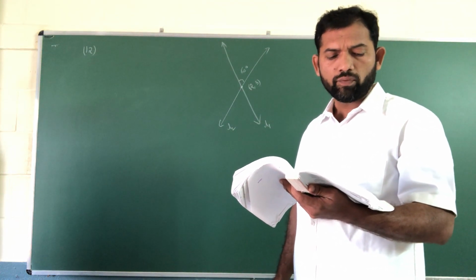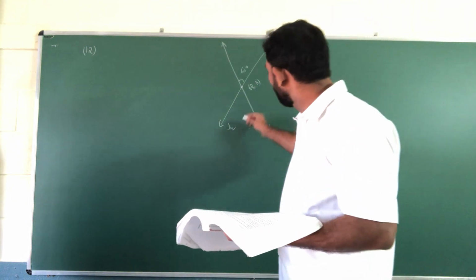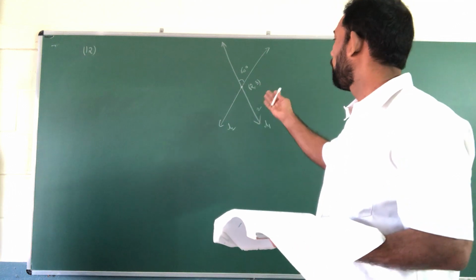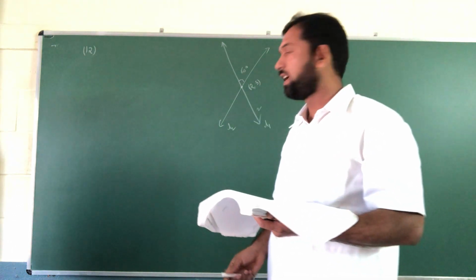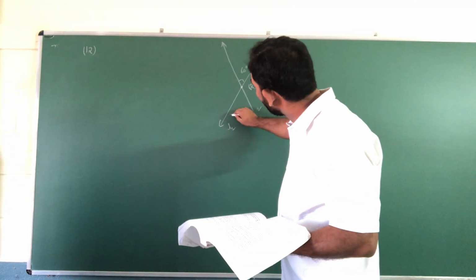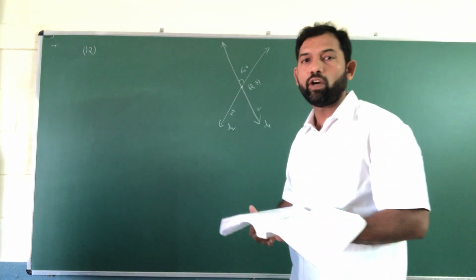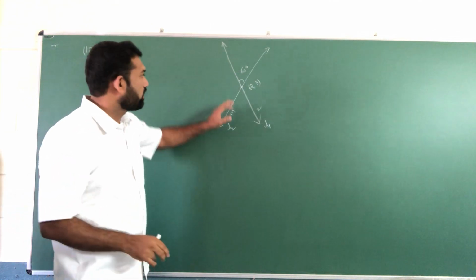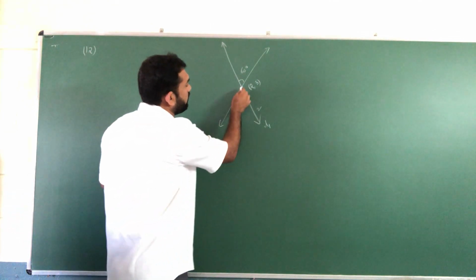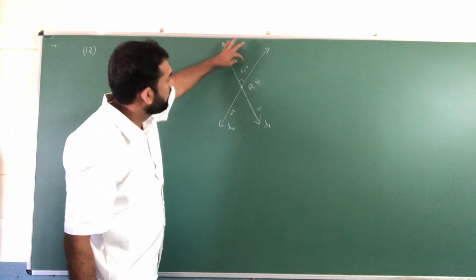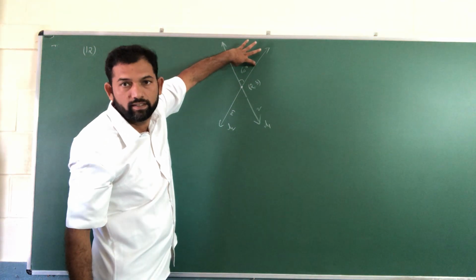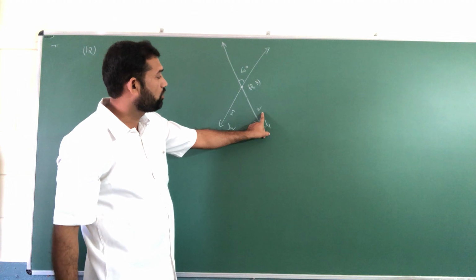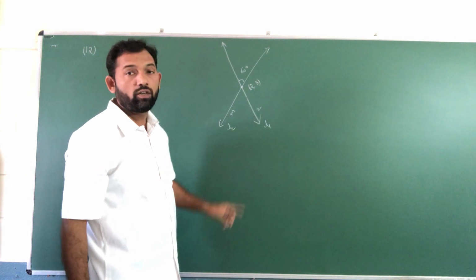If the slope of one line is 2, so for L1 I have to consider 2, then what is the slope of the second line? The second line slope you have to consider M2, or M. So here two lines intersect at the point (2, 3), the angle between them is 60 degrees, and the slope of L1 is equal to 2. So the slope of L2 is equal to what?